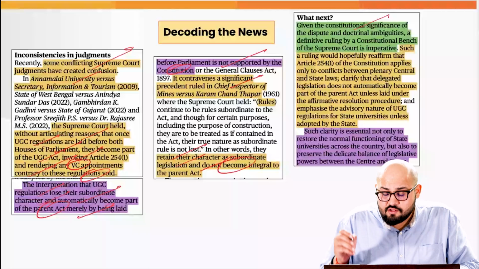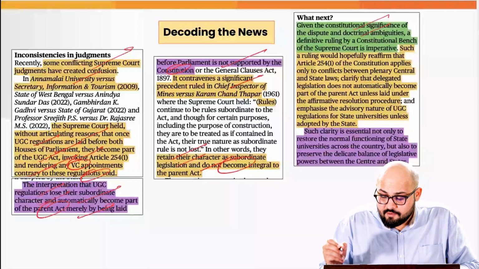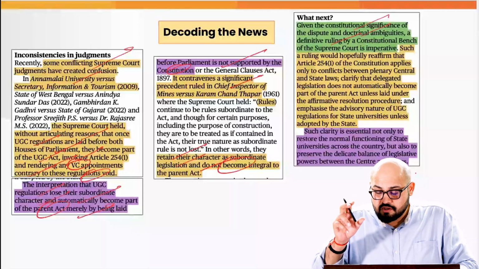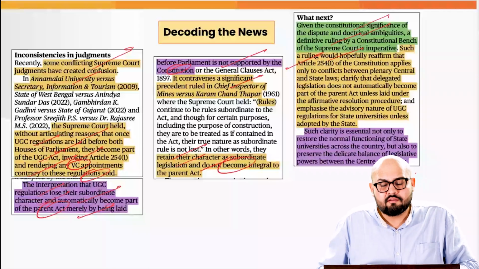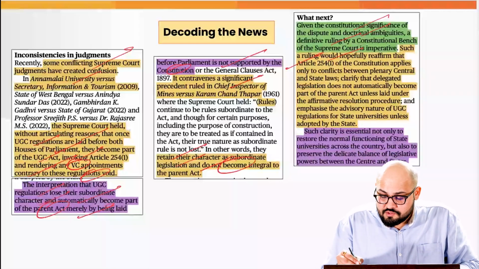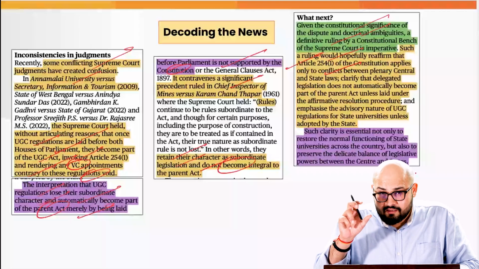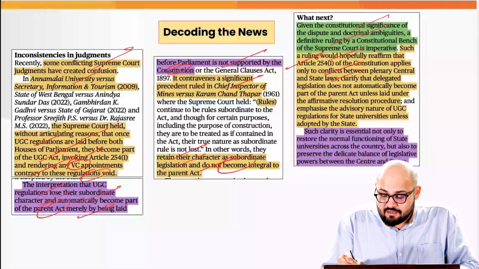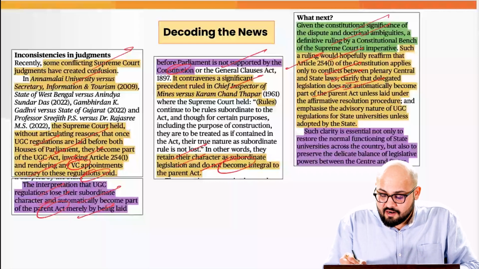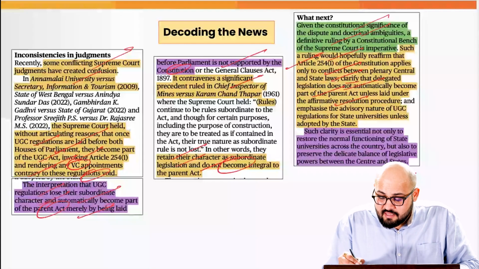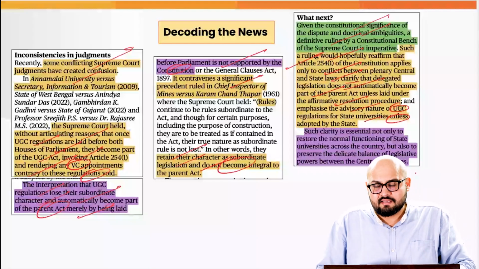Given the constitutional significance of the dispute and the doctrinal ambiguities, a definitive ruling by a constitutional bench is required. Such a ruling would hopefully reaffirm that Article 254(1) of the Constitution applies only to conflicts between plenary central and state laws, clarify that delegated legislation does not automatically become part of the Parent Act unless laid under the affirmative resolution procedure, and emphasize the advisory nature of the UGC regulations for state universities unless adopted by the state.